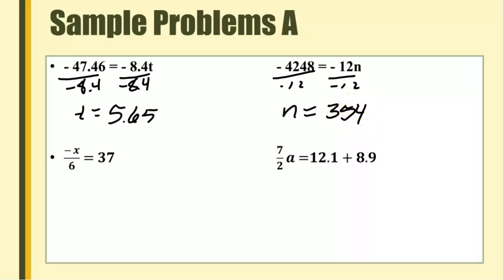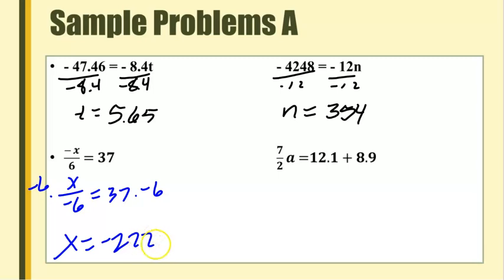Next, the opposite of, and this one I'm going to rewrite this as x divided by negative 6 equaling 37. So now I can multiply by negative 6 on both sides. So 37 times negative 6 gives us a negative 222. Now, do you have to do that? No, you could do it as a separate step and just multiply by 6 and then divide by negative 1.